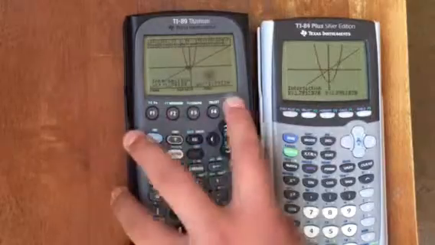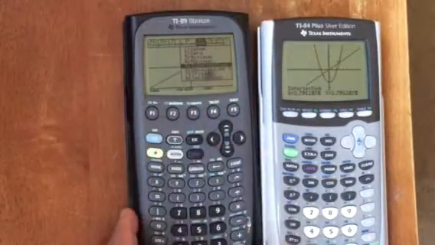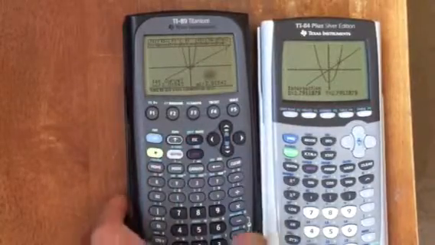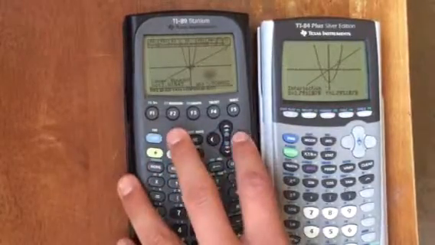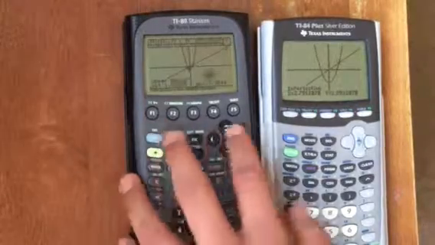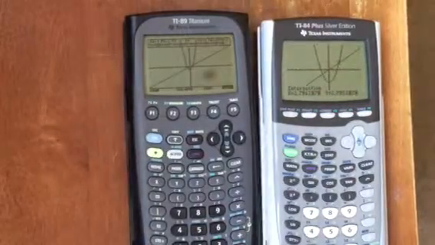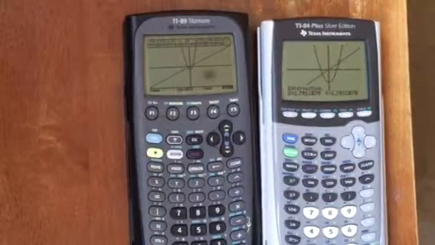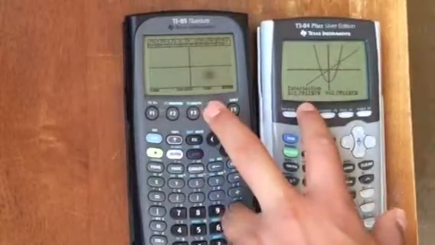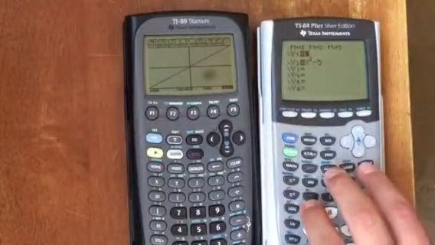So let's do math, intersection, first curve is y1, second curve is y2, lower bound, left bound, and we'll say it's like right there, and then we'll say our upper bound, it's going to be way up there. Boom, same points. Now let's take a look when our graphs get a little more complicated.